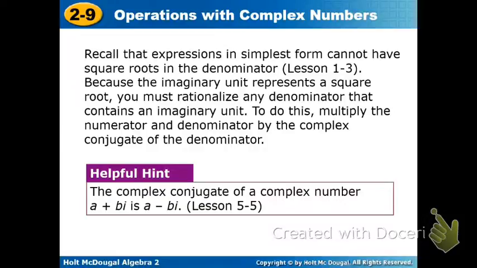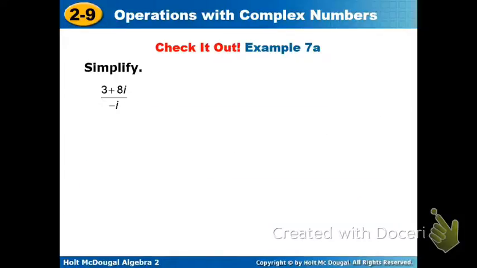Alrighty, last but not least, recall that expressions in simplest form cannot have square roots in the denominator. We haven't dealt much with that yet here, but I'm going to tell you right now, you cannot have square roots in the denominator of a fraction. So what we've got to do is, using the complex conjugate, we can get a square root off the bottom. So, here's our first example.